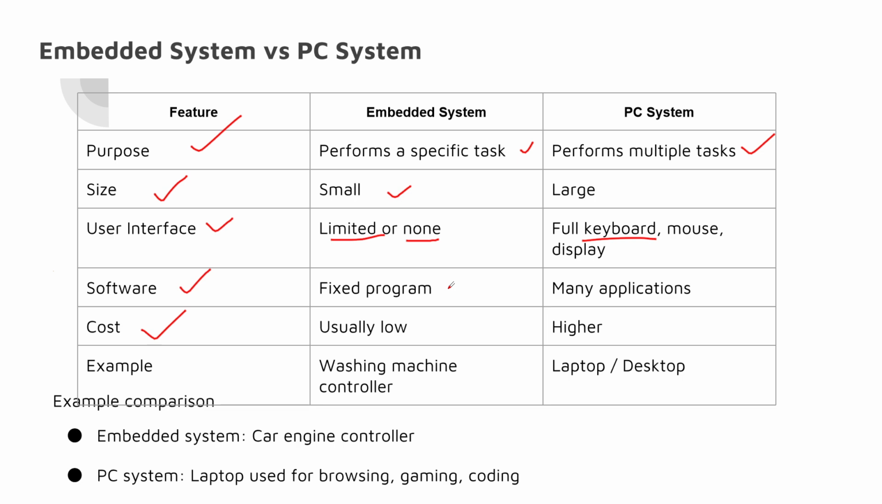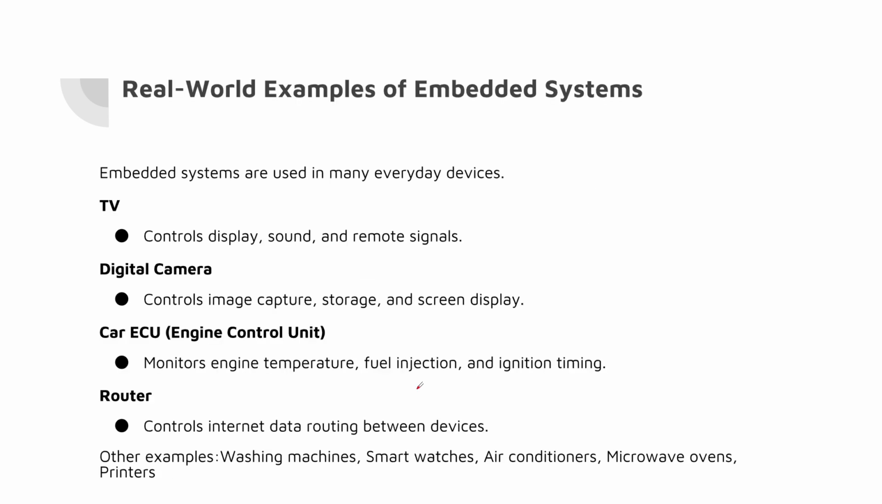Then we can go for software. Embedded system comes with a fixed program. We are not going to update it periodically. But if you take PC system, many applications are required, as well as if I want a new application, I will flash or I will update the application periodically. Cost wise, embedded system is low when compared to PC system. An example is washing machine. Here desktop or laptop is an example.